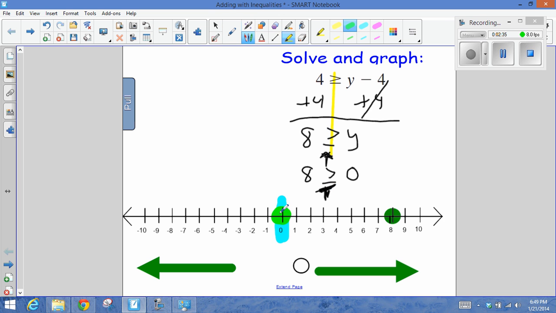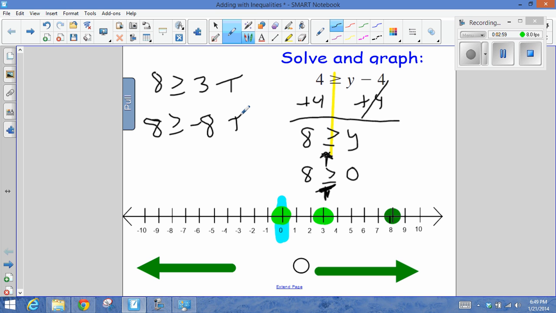Let's try another one. What about 3? 8 is greater than or equal to 3. That is also true. So I could shade in 3. Let's try another one. Let's try negative 8. 8 is greater than or equal to negative 8. That's also true. So I could shade in negative 8.